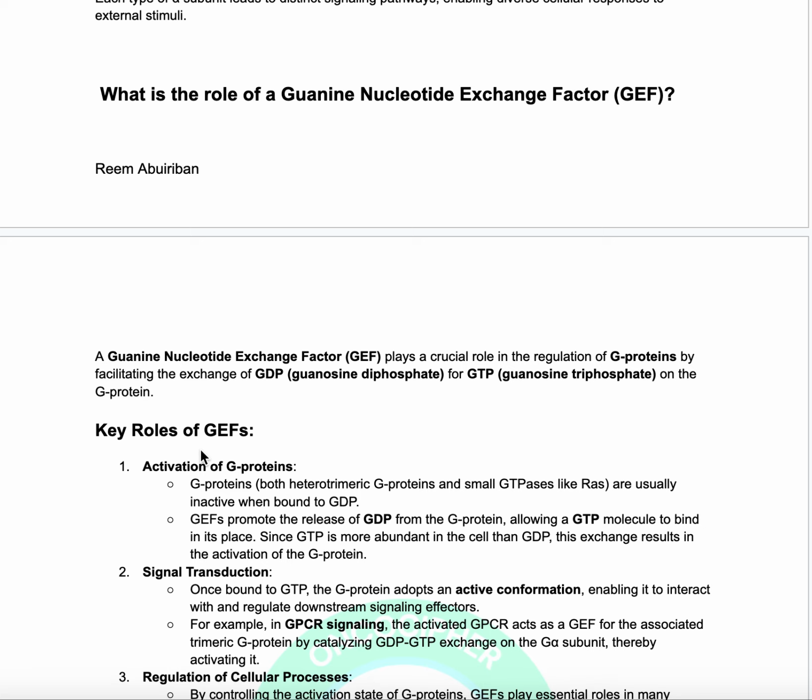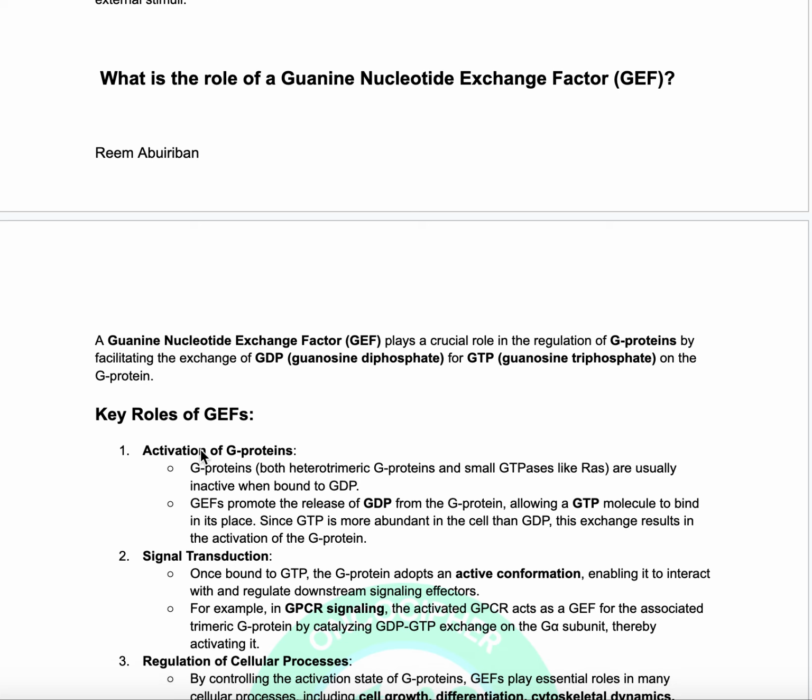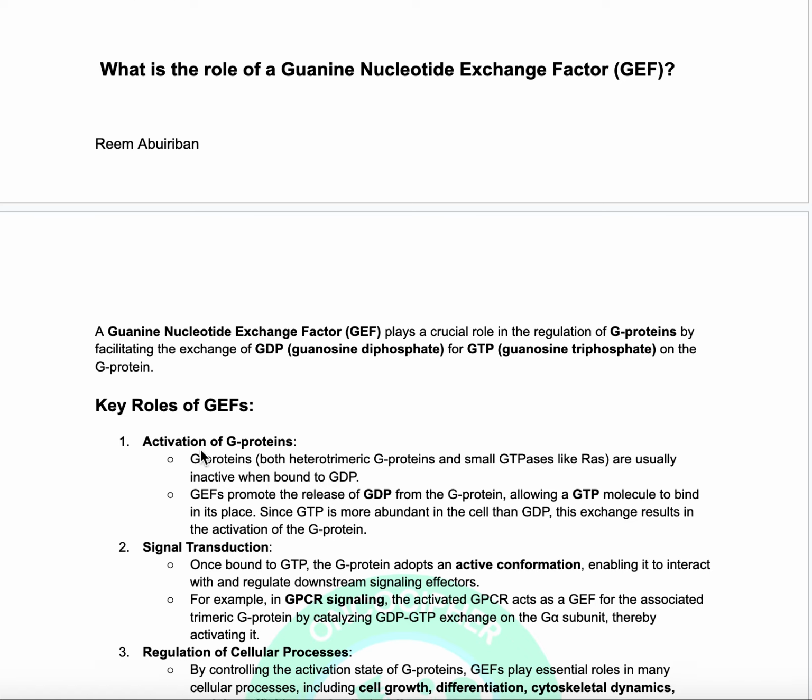Now we go to maybe the last question. What is the role of a guanine nucleotide exchange factor? A guanine nucleotide exchange factor plays a crucial role in regulation of a G protein. How does that happen? By facilitating the exchange of GDP, guanosine diphosphate, for GTP, guanosine triphosphate, on the G protein, like regulation, the exchange. And when it exchanges from GDP to GTP, that means the activation of the G protein.